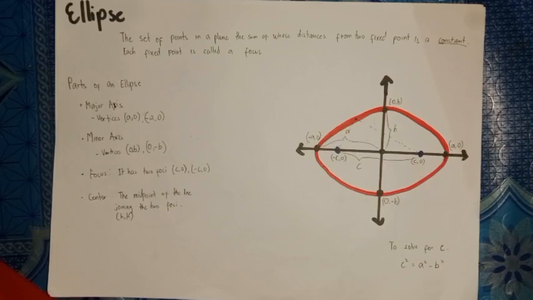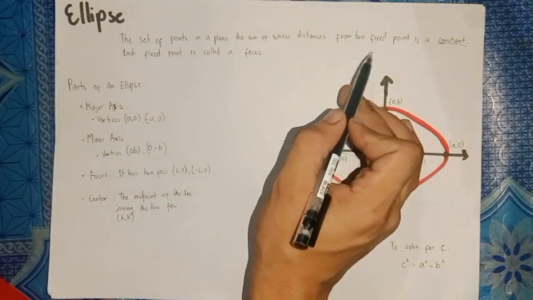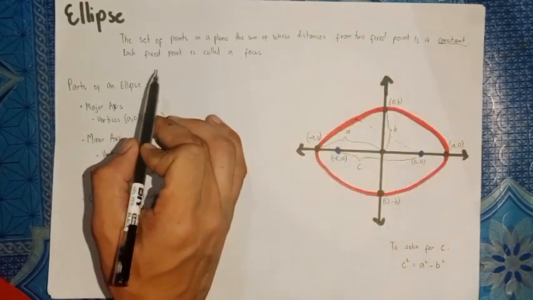Proceed to our second conic section, that is what we call the ellipse. The definition of an ellipse is the set of points in a plane, the sum of whose distances from two fixed points is a constant. Each fixed point is called a focus.